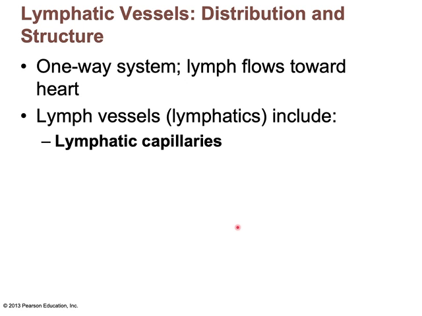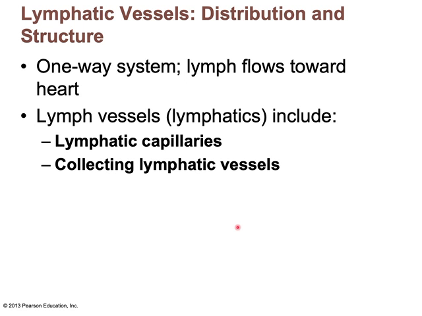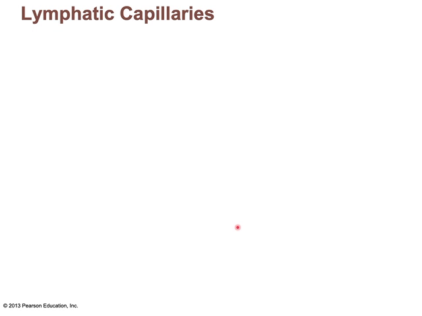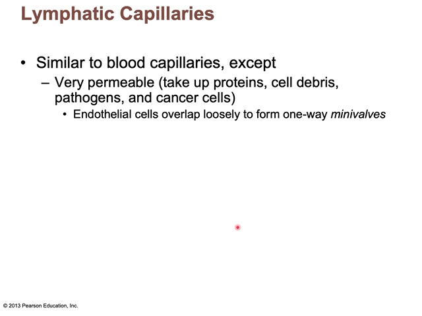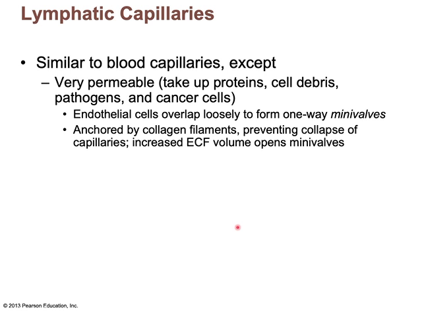The lymphatics include the lymphatic capillaries and the collecting vessels, and the lymphatic trunks and ducts, and so that's from small to large, right? The lymphatic capillaries are a lot like blood capillaries, except that they're more permeable. As a result, they can take up large proteins and even whole cells and cell debris, and that's what we want. The endothelial cells overlap and form one-way valves that are anchored by collagen filaments, preventing the collapse of the capillaries.